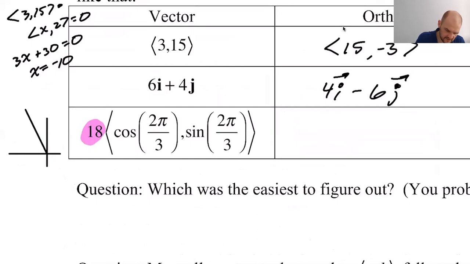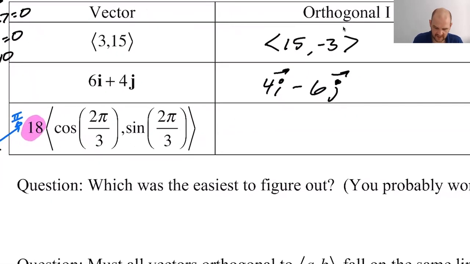Okay, so this is 2 pi over 3. And what I'm going to do is create a vector that has a direction angle that is pi over 2 away, right? So 2 pi over 3 minus pi over 2 is 4 pi over 6 minus 3 pi over 6, so pi over 6. If I make this pi over 6 and use that as my direction angle, it's definitely orthogonal, guaranteed. So I'm going to do cosine pi over 6, sine pi over 6.